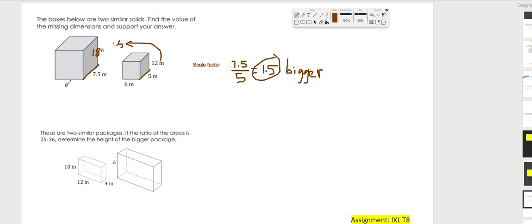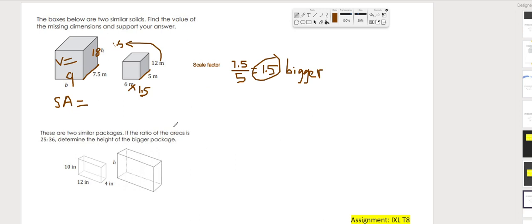Now, if I want to get B, I'm going to take 6 and multiply it by 1.5, which is my scale factor. It's getting bigger. 6 times 1.5 gives me 9. So B is equal to 9. Now, there are many other questions they can ask you from here, like what is the volume of the bigger box, or what is the surface area of the bigger box. It all depends on what they ask. In this case, they were asking for the missing sides. From there, you can find anything else.